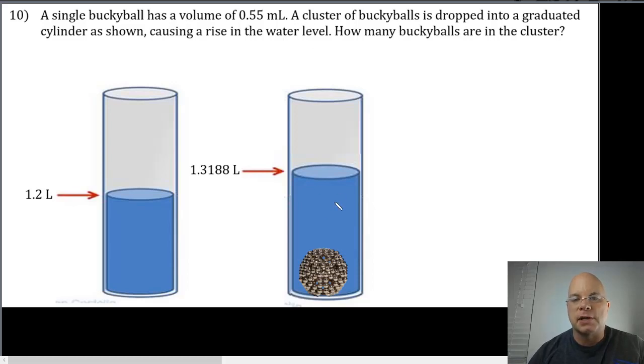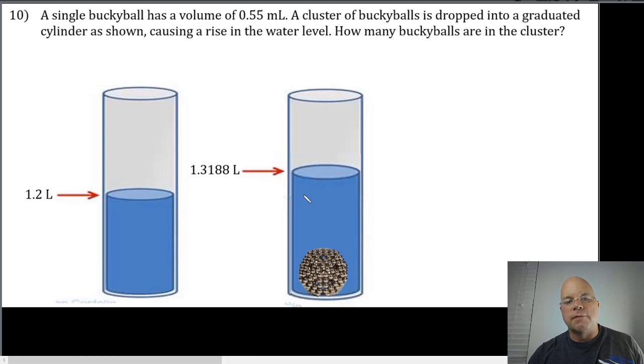A cluster of buckyballs, so many buckyballs, is dropped into a graduated cylinder as shown. A graduated cylinder is the type of cylinder you might use in science where there are markings on the outside, kind of like a ruler, so you can measure volume. This causes a rise in the water level, as you would expect. How many buckyballs are in the cluster?